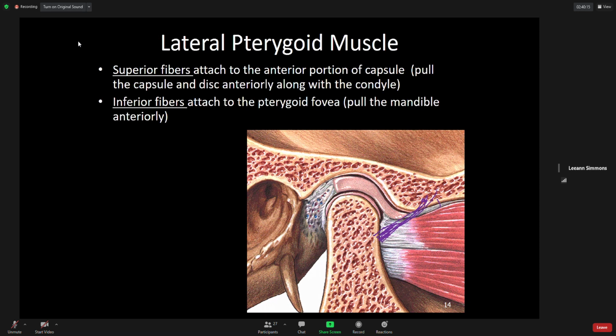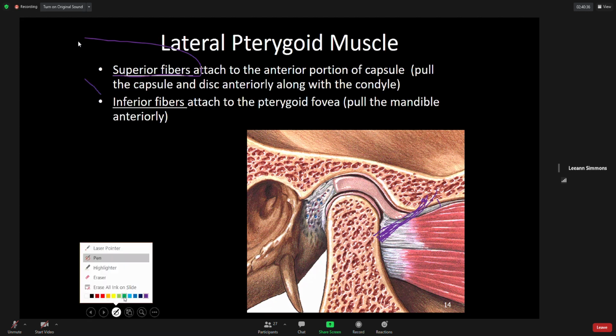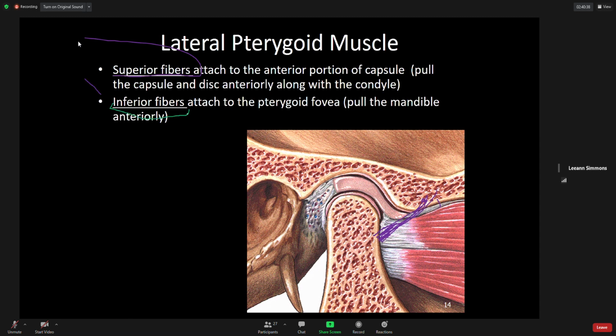They're all attached together. The inferior head or fibers of this muscle attach to the bone of the mandible, the neck of the condyle down here. Inferior fibers attached to the neck of the condyle down here. All right. So some of this muscle is attached to the soft tissue components, and some of this muscle is attached to the jaw itself, the bone itself.